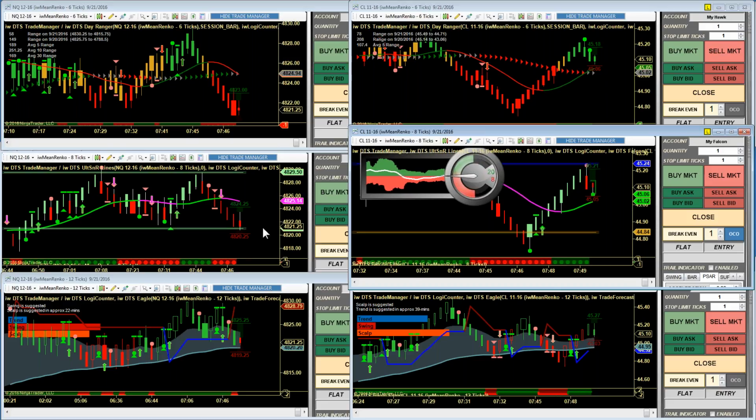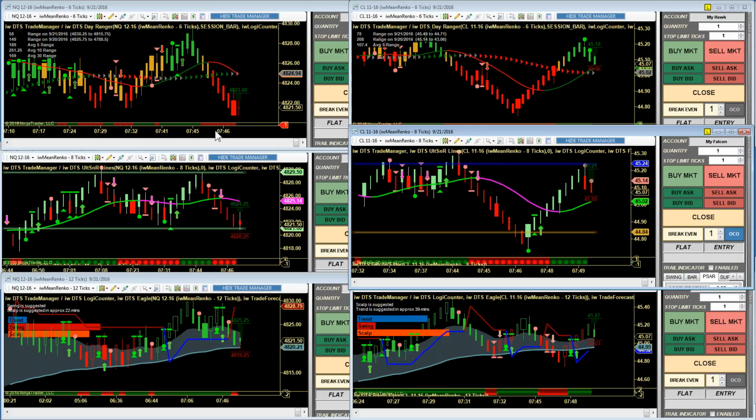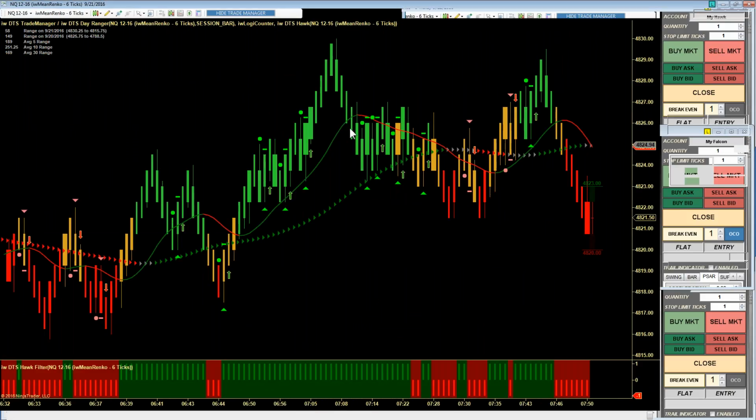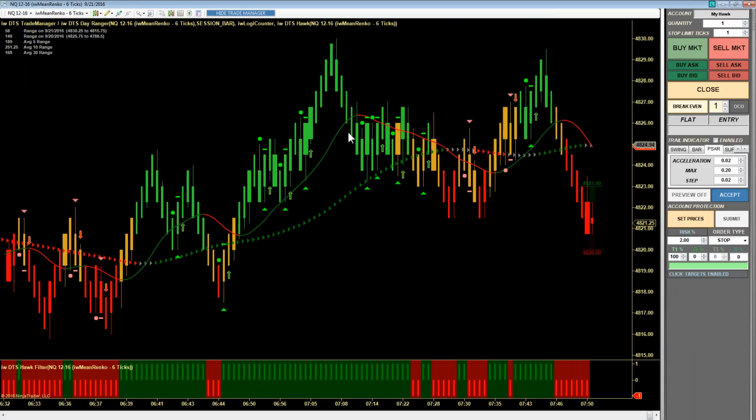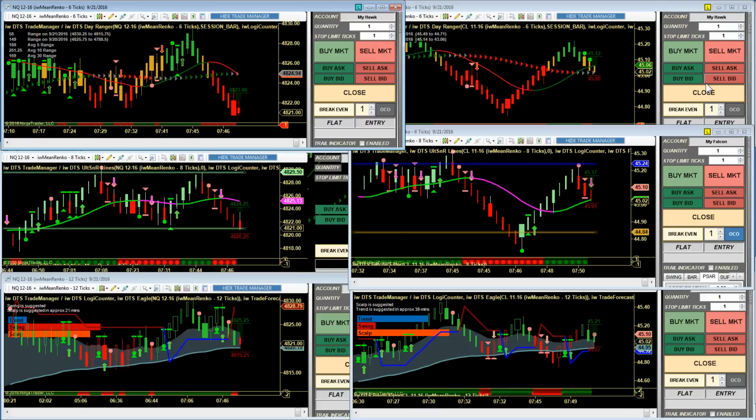Okay, working a possible trend change signal here on the Falcon, here on the NASDAQ. We're still very, very sideways here on the Hawk. But I can see them probably trying to test the bottom end of the trading range, maybe even getting into that gap from this morning, which is still below us.